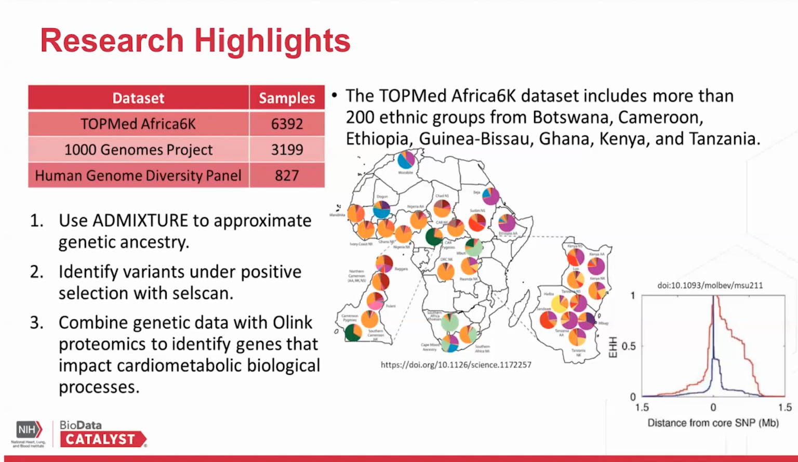And then the final element that I forgot to mention, if we look at the top table, is that we've also combined the Africa 6K dataset with some of the publicly available samples in the TopMed Freeze 10 dataset, which has over 4,000 samples from the Human Genome Diversity Panel and the 1,000 Genomes Project, to help us get a sense of how the populations in Africa compare to other populations from elsewhere around the world. Next slide, please.